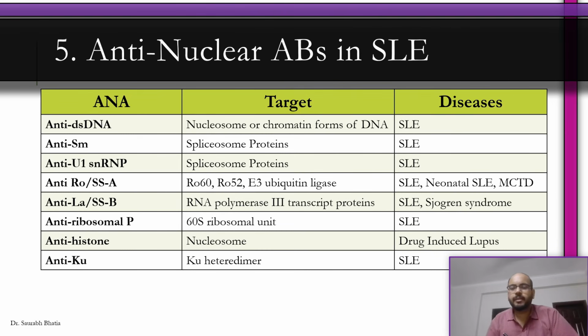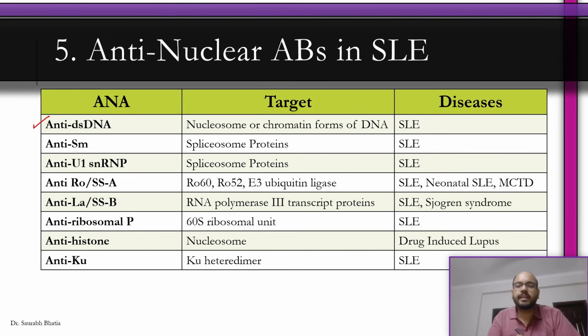So this is the table that I've created as a summary for all the anti-nuclear antibodies in SLE. We have discussed a similar table. In fact, this is part of a bigger table that we discussed in the last lecture on ANAs. So we'll just go through it very quickly.